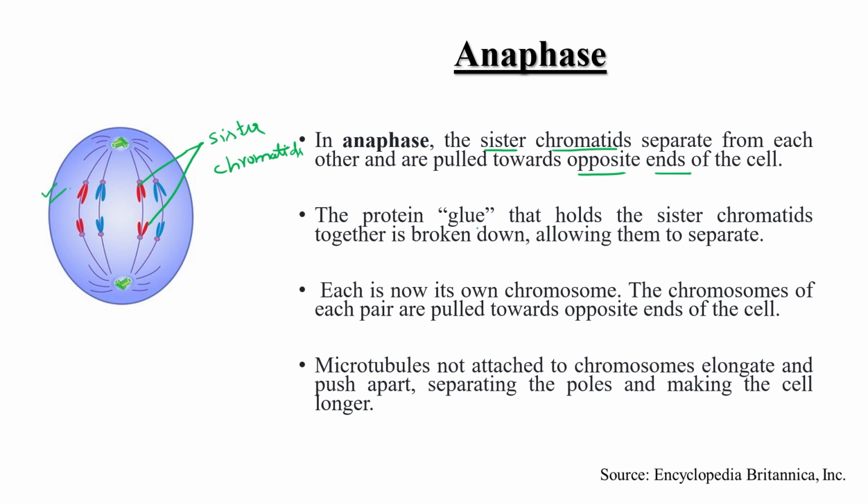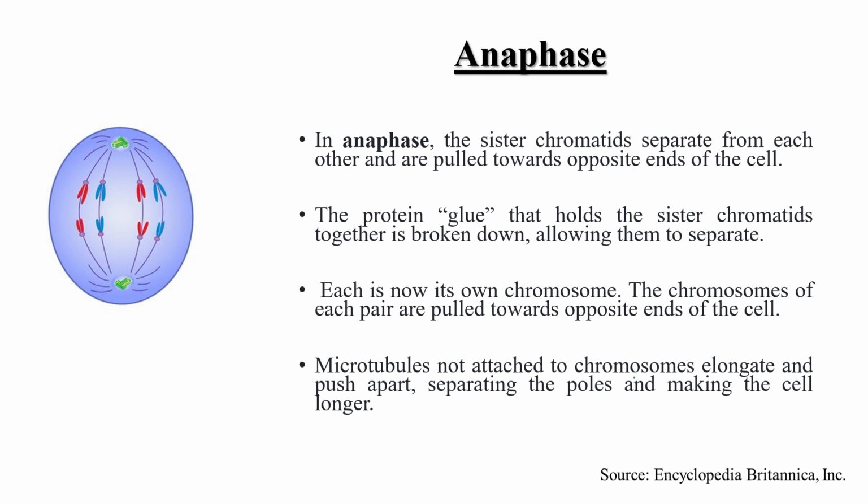And the protein, or we can say glue, that holds the sister chromatids together is broken down, and that is why now they are not united. They can now separate from each other. This process allows both the sister chromatids to separate. Okay, each is now its own chromosome. Now for both of these sister chromatids, we can use the term individual chromosome. So the chromosomes of each pair are pulled to the opposite ends of the cell.